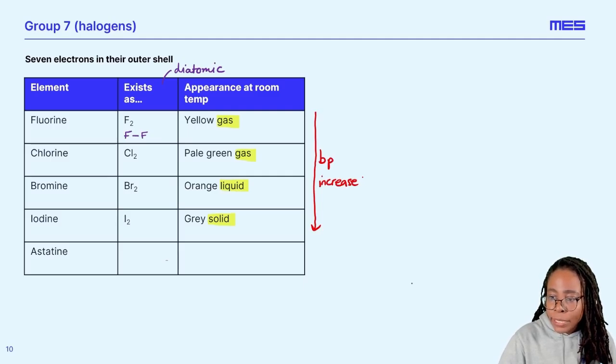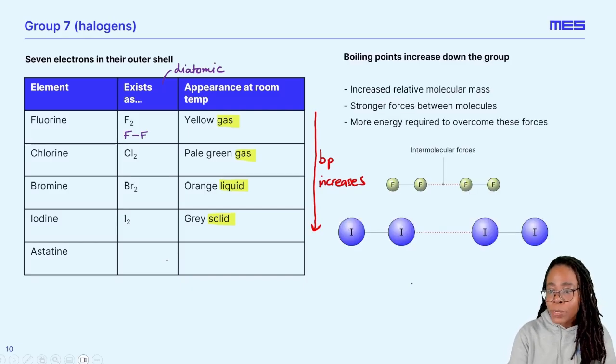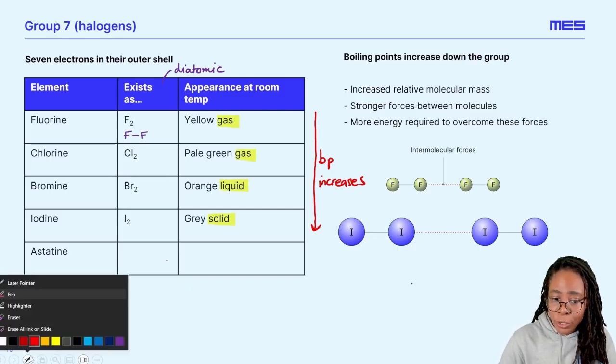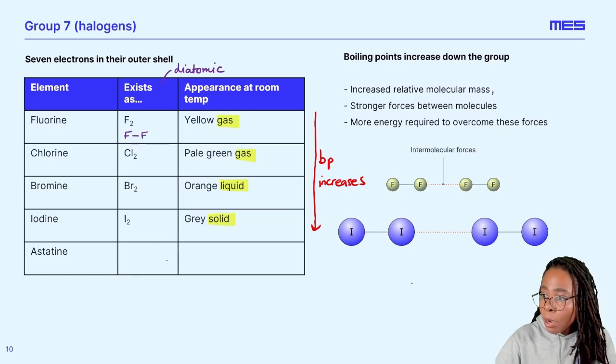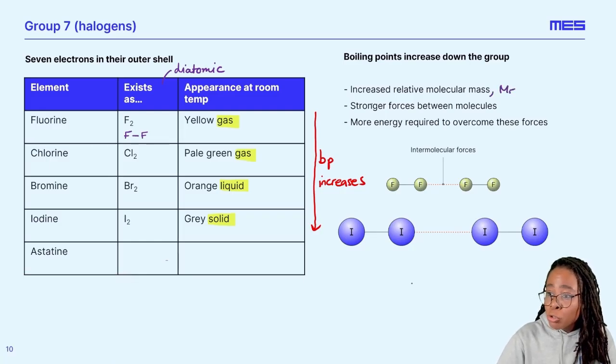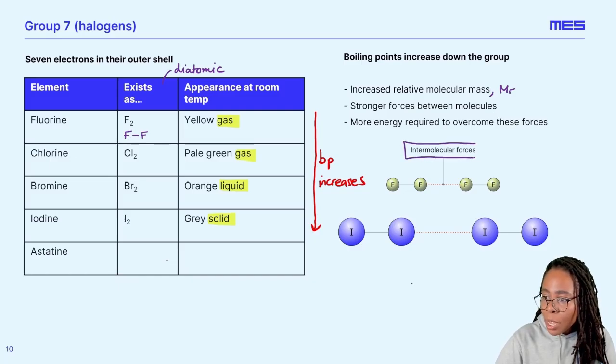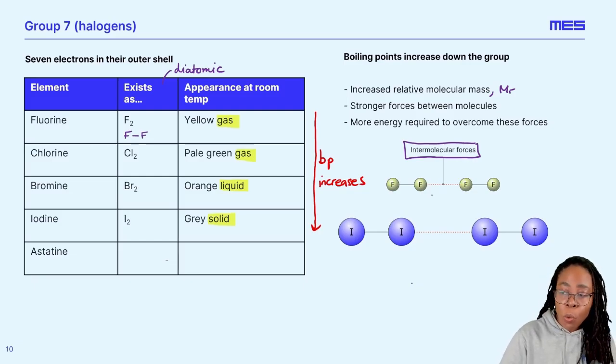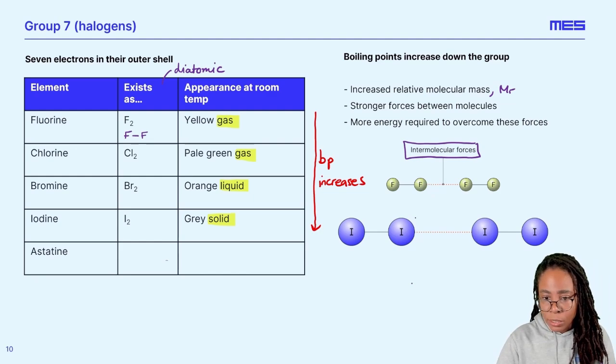Why does the boiling point increase? Well, similar to our group 0 chemistry, as we have increased relative molecular masses down the group, aka increased Mr, we are going to have stronger forces between molecules, aka stronger intermolecular forces, and therefore more energy is going to be required to overcome these forces.